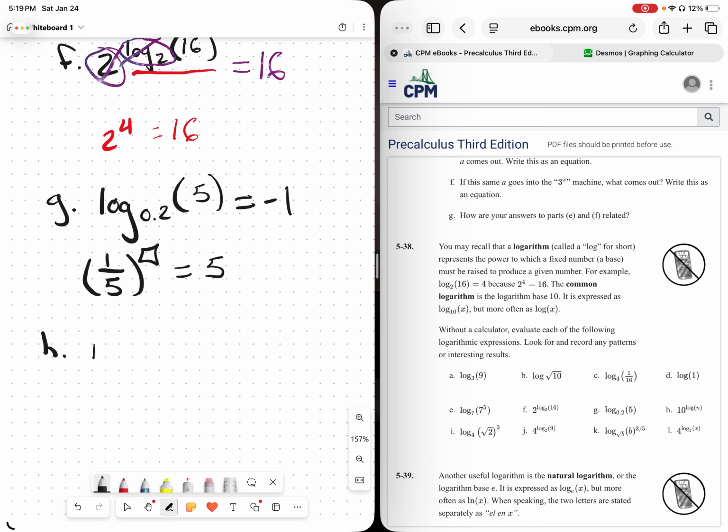H, you have 10 to the log of n, right? Well, again, that's a base of 10, so those will cancel and leave you n.